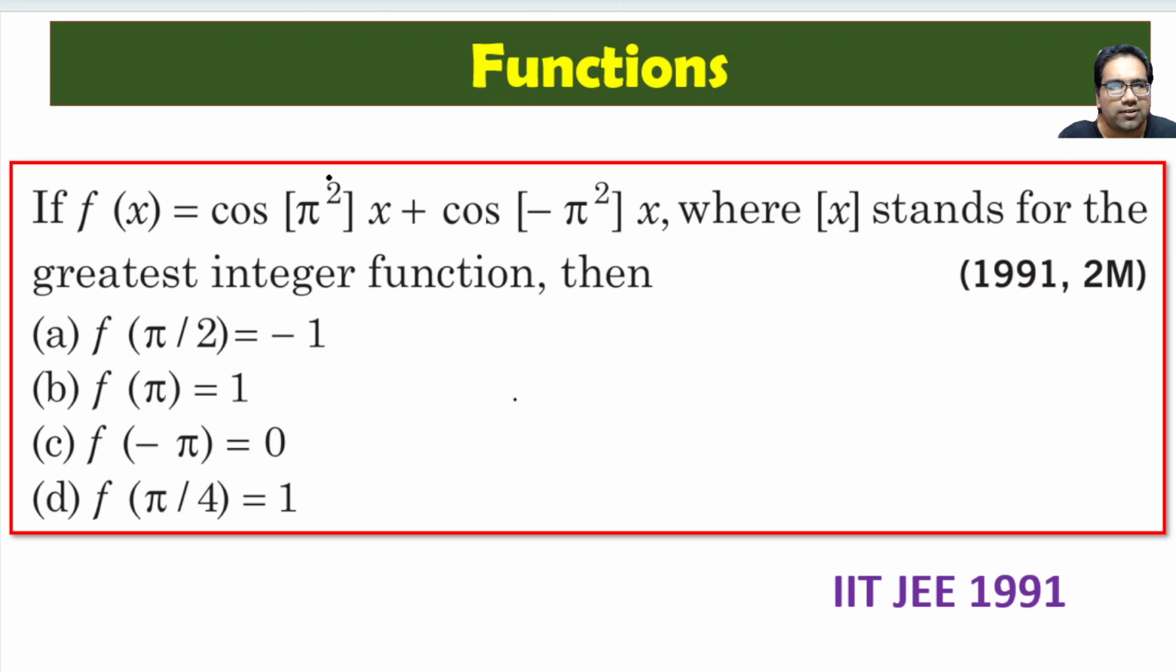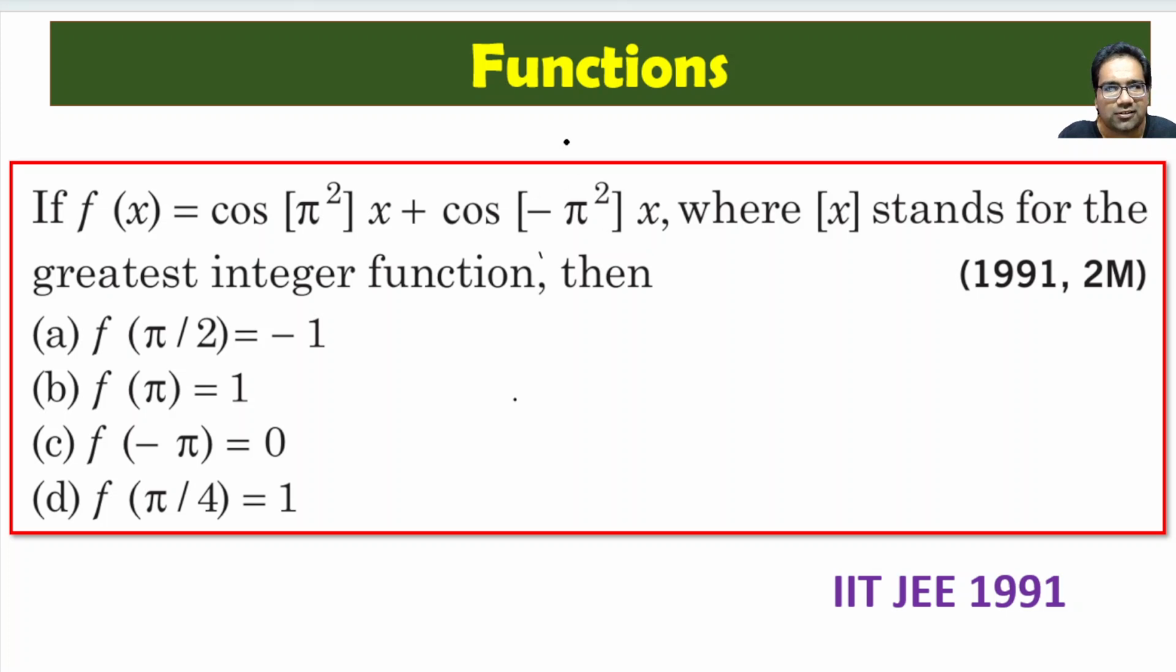So what is this pi square? Pi square is 3.1 squared, which is 9 point something, right? So the greatest integer less than 9 point something is 9. Similarly, the greatest integer less than minus 9 point something: minus pi square is minus 9 point something, so it will be minus 10. So this function is equal to cos 9x plus cos of minus 10x.